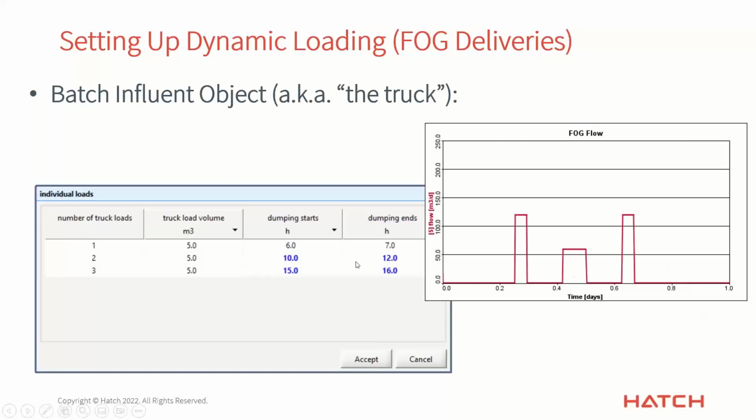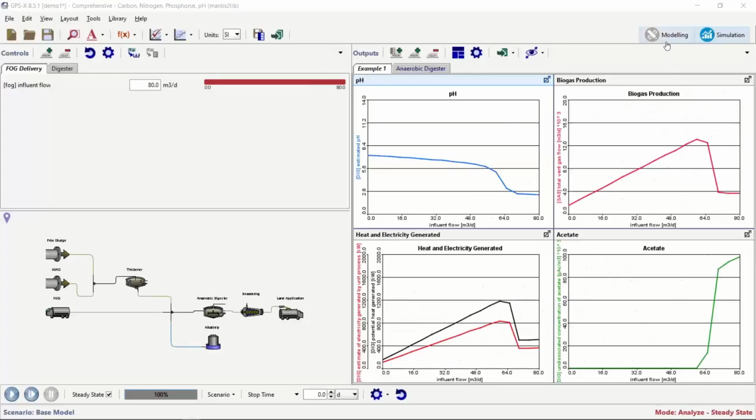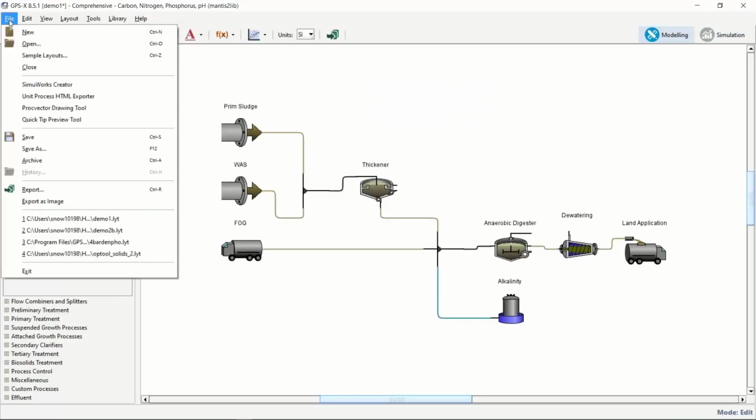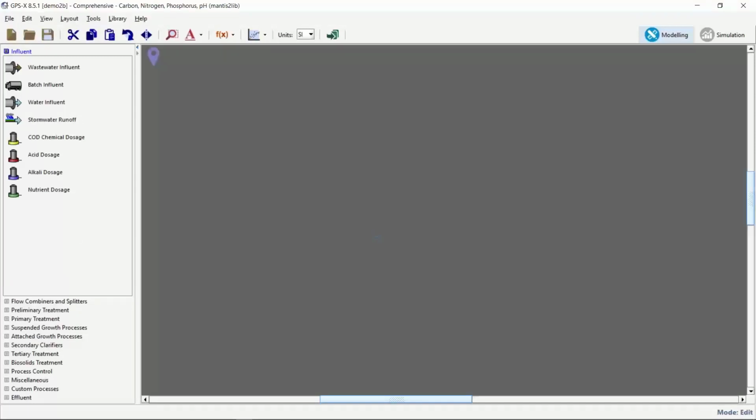So you can see that what we do is we basically take this full volume and evenly spread it over however long you've got this scheduled to happen for. I set this up to show 2 one-hour ones and then the same amount spread over 2 hours. And that's how you control your truck deliveries. Okay, so now I want to go back to GPSX again, and I want to show you an example of that, just so that you can see what it looks like.